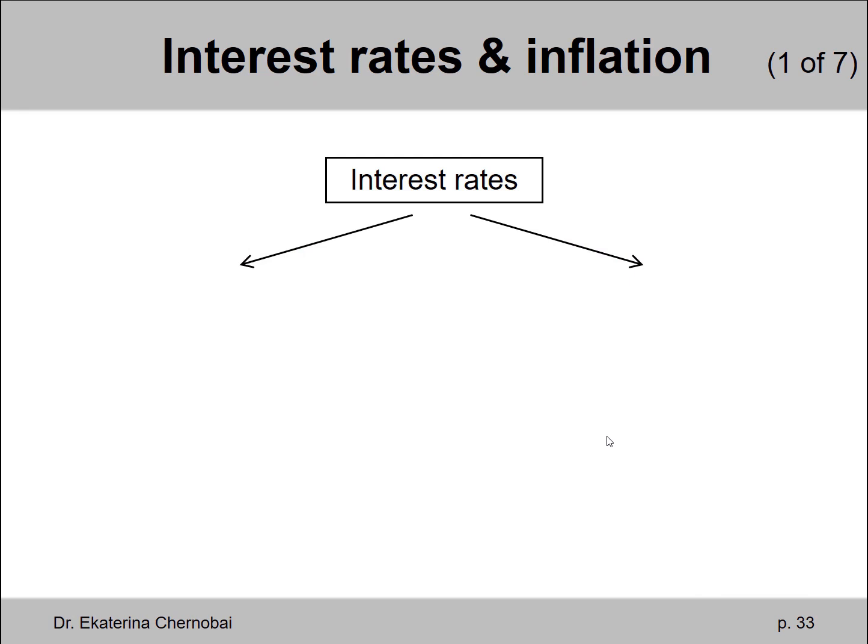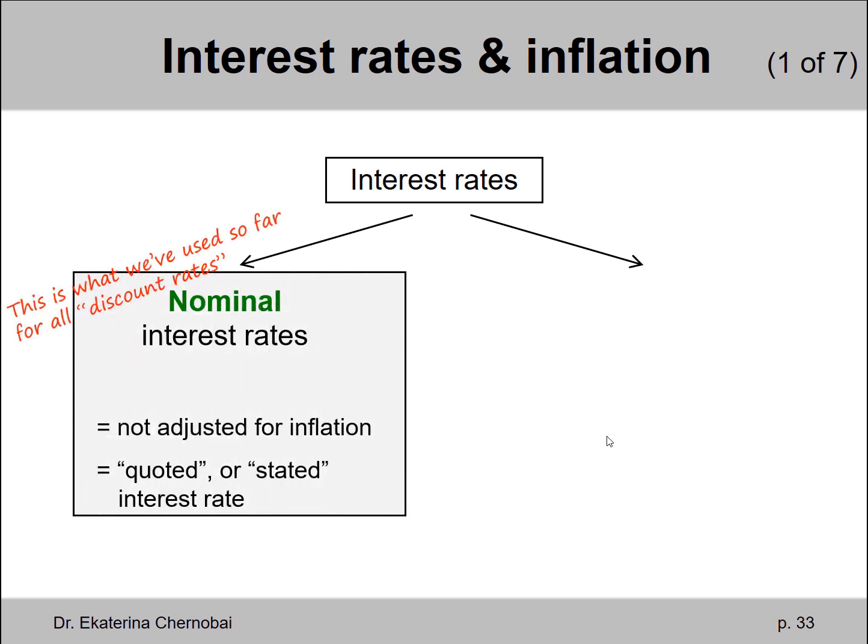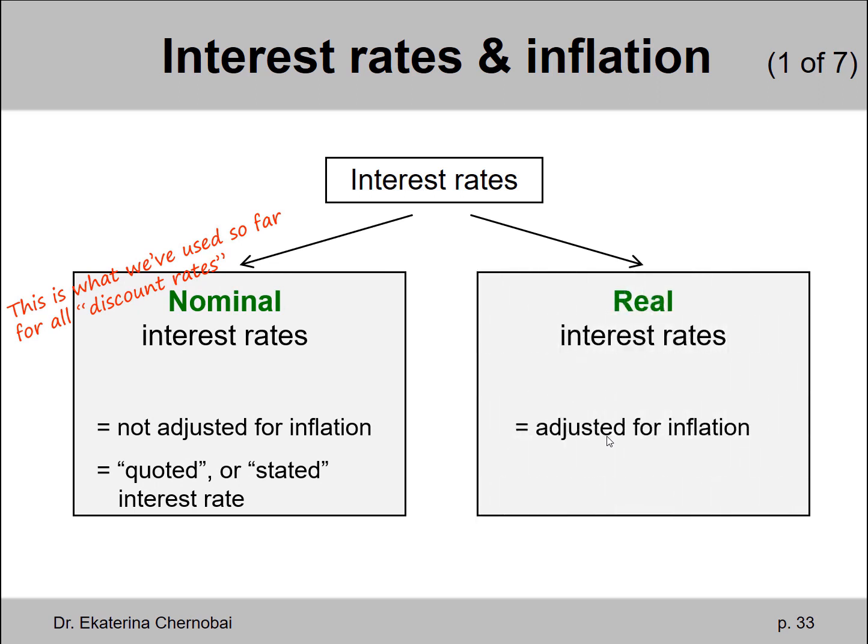Now that we mentioned the word inflation, let's talk more about inflation. In general, when we talk about interest rates, we can talk about so-called nominal interest rates and so-called real interest rates. Nominal interest rates is what we've had so far. Same thing as a quoted rate or a stated rate, the rate that's given. What is a real interest rate? It's the rate that's adjusted for inflation.